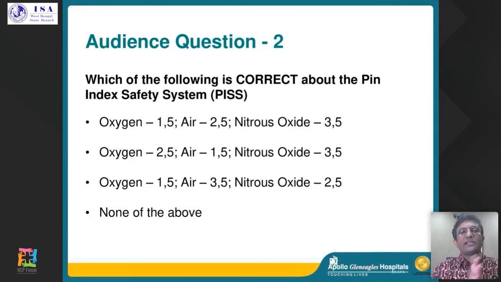So again, this one is: which of the following is correct about the pin index safety system? Mark the one you think is correct. Is the pin system for oxygen 1.5, air 2.5, nitrous 3.5? Or is it O2 2.5, air 1.5, nitrous 3.5? Or is it O2 1.5, air 3.5, nitrous 2.5? Or do you think none of these are correct? Which do you think is correct? So just vote on it.